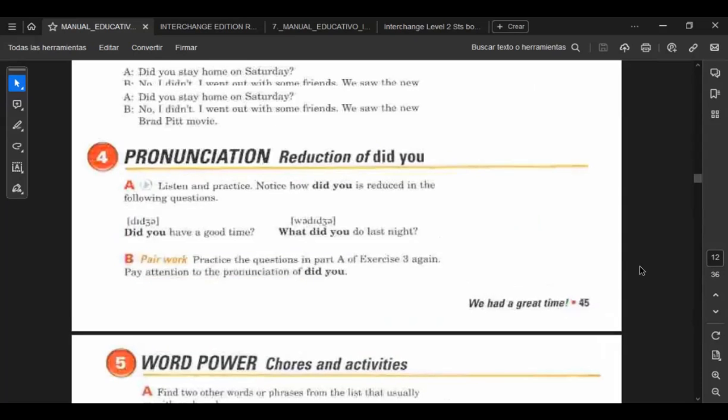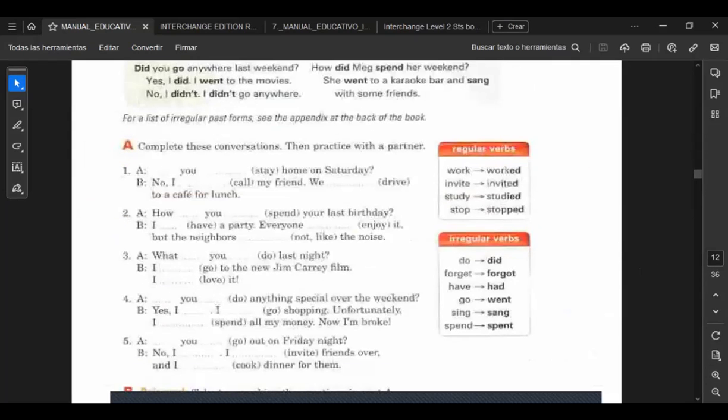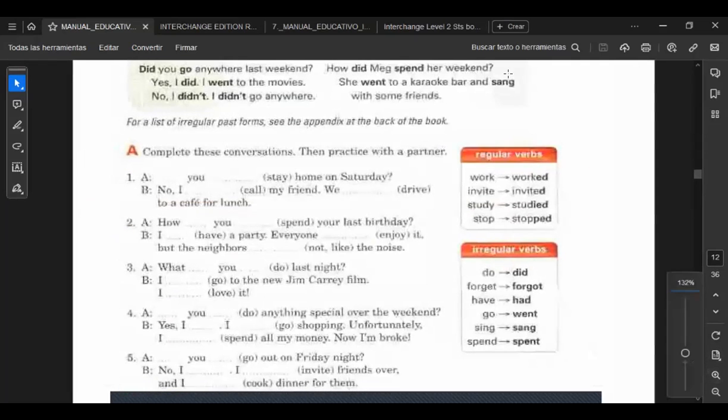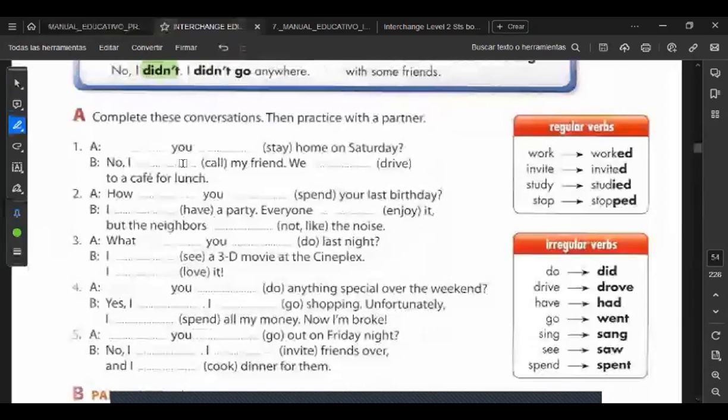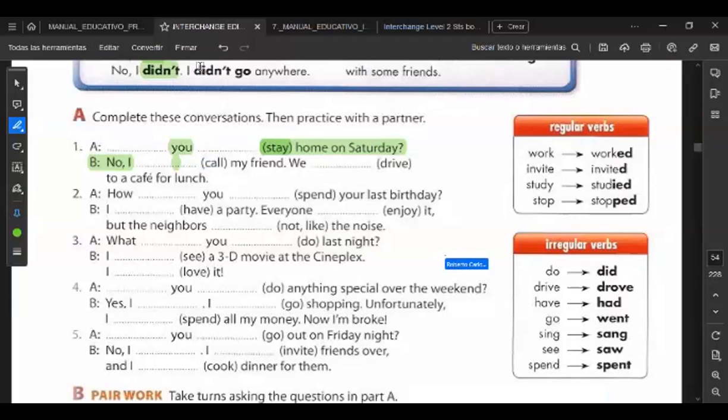Now, for example, here you have this one. Se ve un poco borroso, ¿verdad? Okay, hagamos este que no se ve tan borroso. So can you see it? So you have, you stay home on Saturday. Now, si el verbo que tenemos en paréntesis es stay, ese stay es el verbo principal que va a ir aquí arriba. Okay, so stay. So, ¿cómo quedaría esta pregunta? Porque miren, tiene símbolo de pregunta. ¿Cómo quedaría la pregunta?